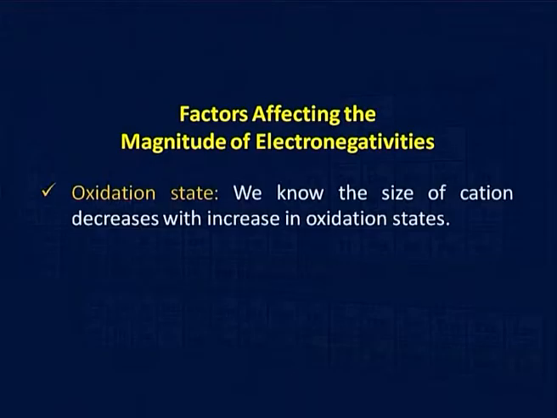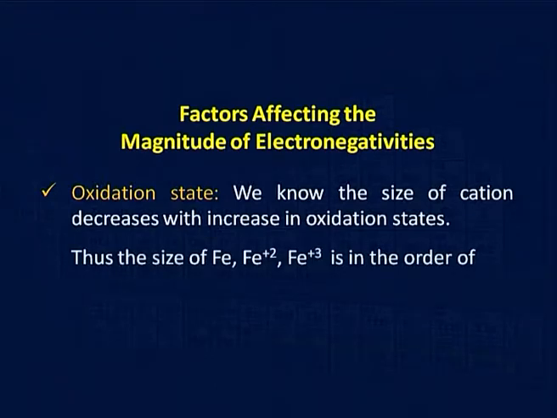Then a very important factor on which the value of electronegativity depends is the oxidation state. We know well that the size of a cation is always smaller than its parent atom, whereas the size of an anion is always larger than its parent atom. So, the size of a cation decreases with increase in oxidation state. We take the example of iron, which is present in +2 oxidation state and also in +3 oxidation state. In +3 oxidation state, it has a smaller size than in +2 oxidation state and than in the atomic form.